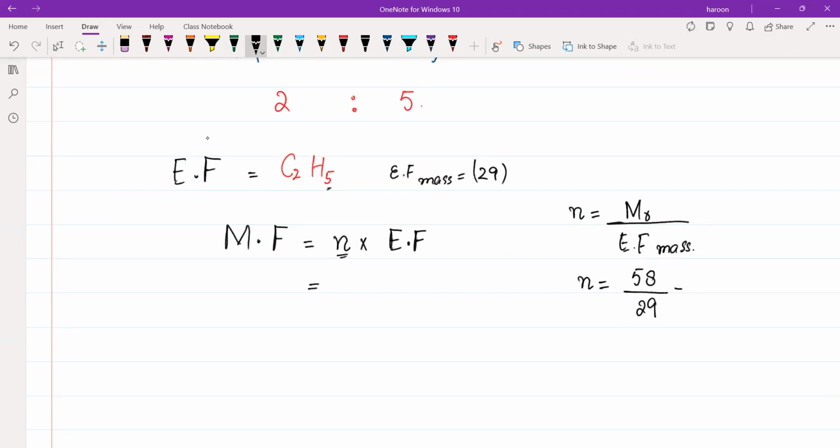So N is equal to 2, right? So 2 multiplied by C2H5, so we'll get C4H10. Okay, so the formula of the compound is CnH2n+2, right? This is an alkane, so this is B.